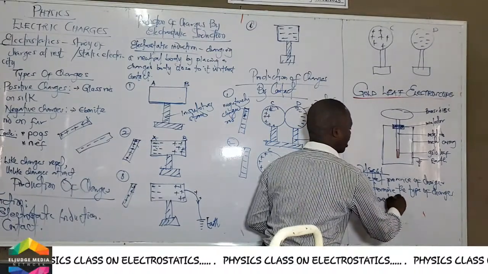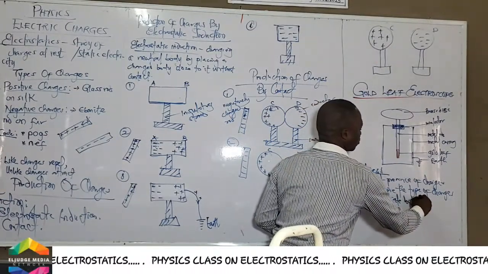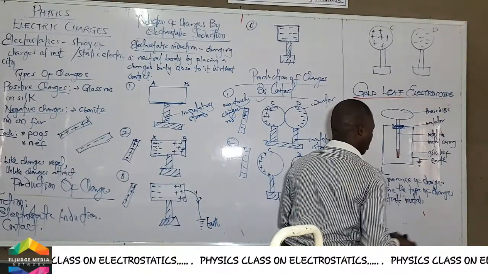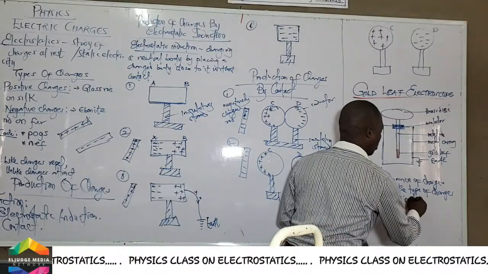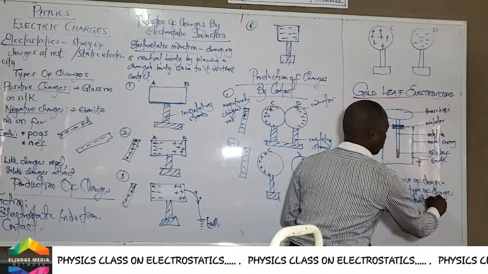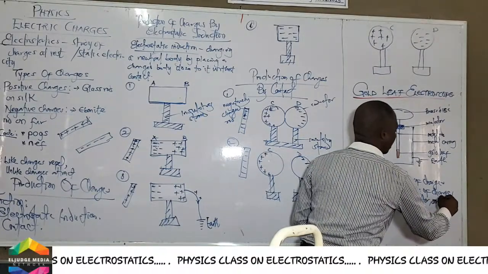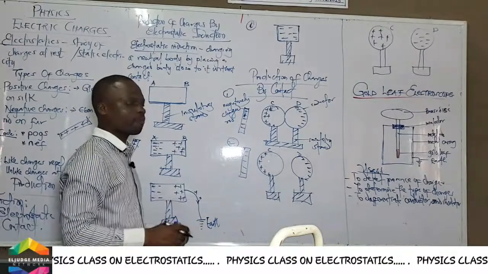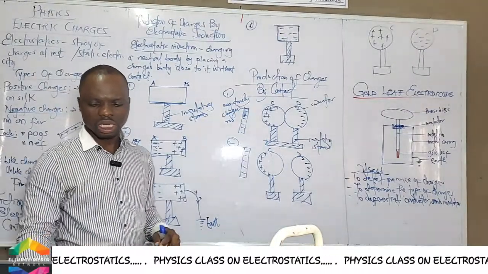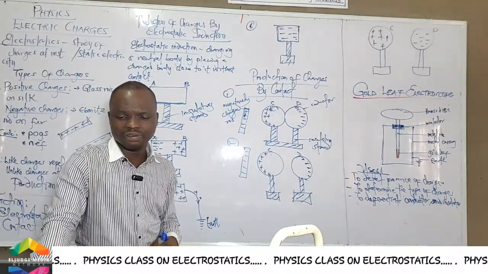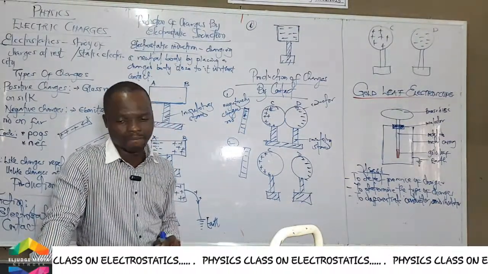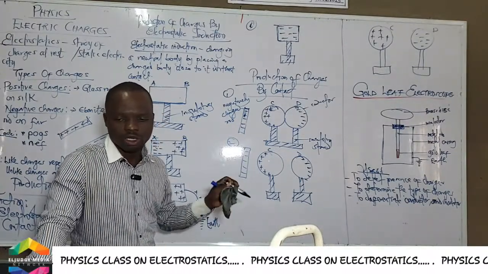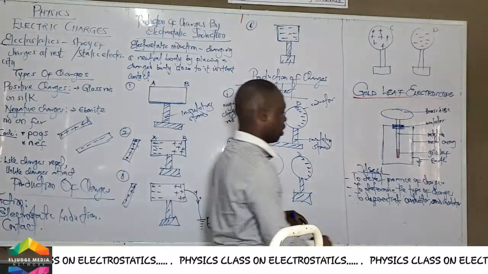It's used to differentiate conductor and insulator. To differentiate between conductor and insulator. And it's also used to measure potential difference as an electrostatic voltmeter. It's also used to compare. We use it to compare the magnitude of different charges.